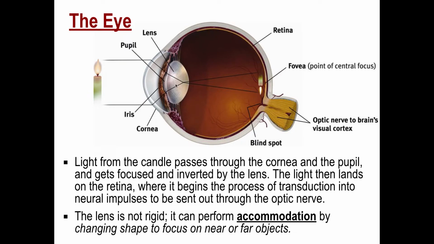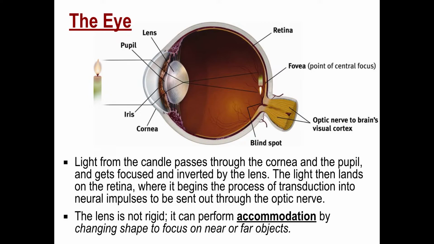The lens is not rigid. So think about it like when you have an actual fancy camera, right? And you are adjusting the lens and it goes bigger to smaller to bigger to smaller. That is accommodation, which is changing the shape of that lens to focus on near or far objects.